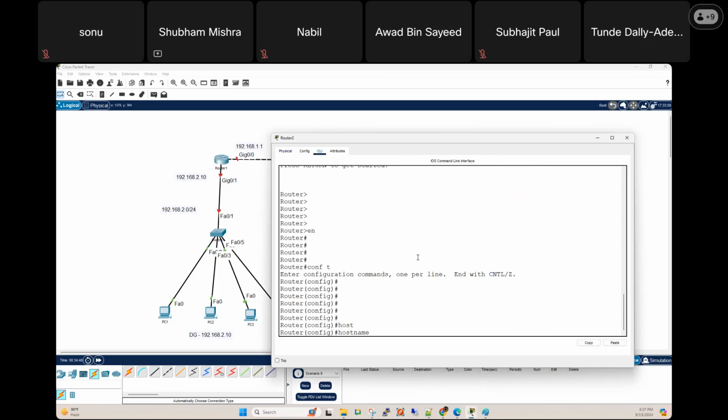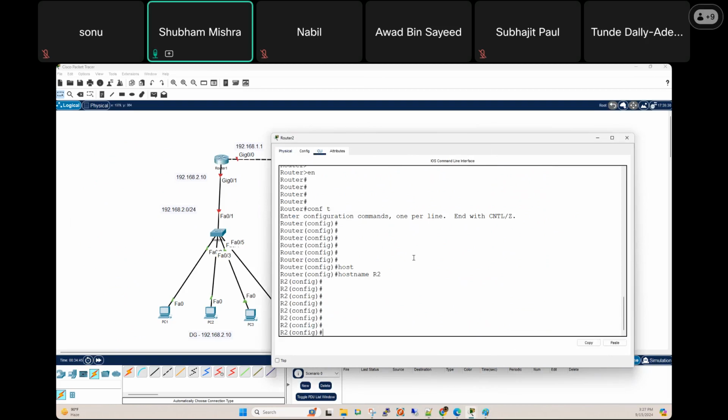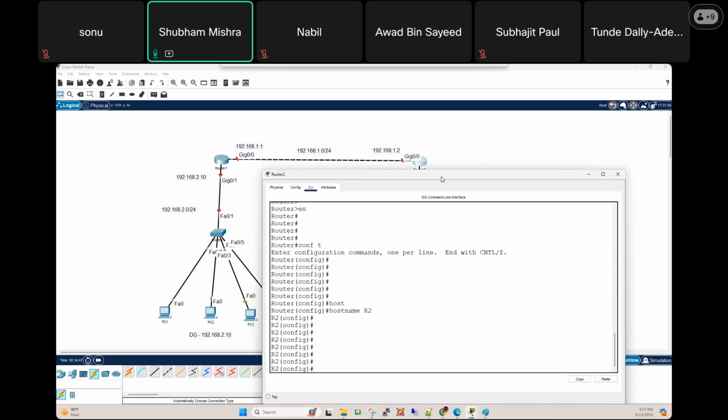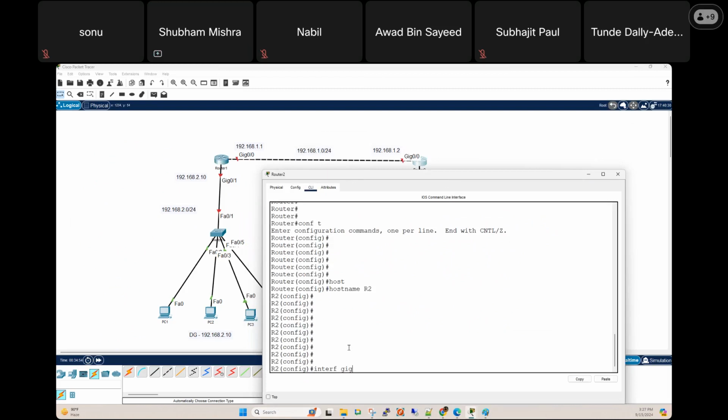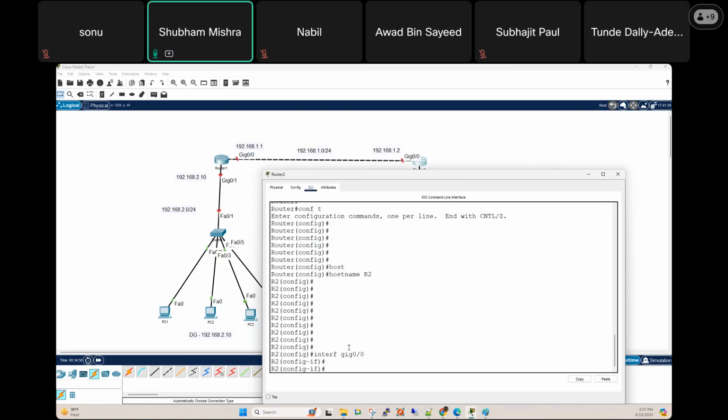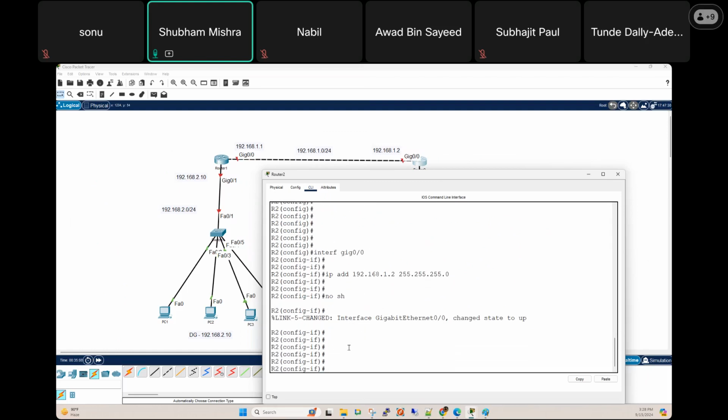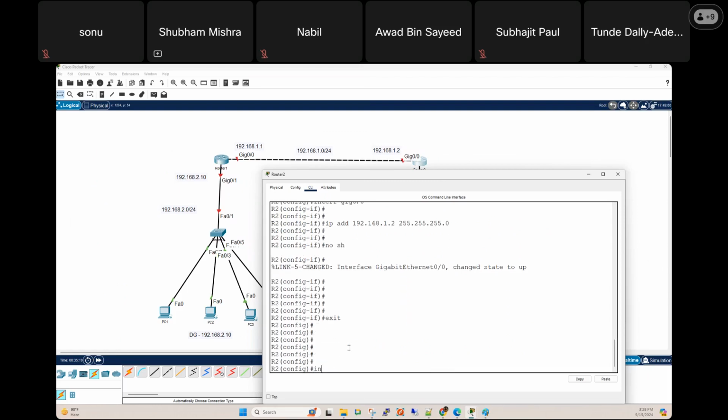This is our router number 2, so I'm writing R2. And what is the interface? Interface gig 0/0. IP address 192.168.1.2, subnet mask 255.255.255.0, and no shutdown. Done, everyone? Yes or no? Yes.